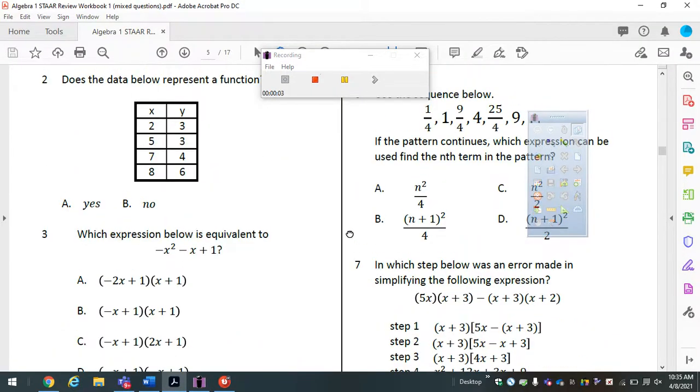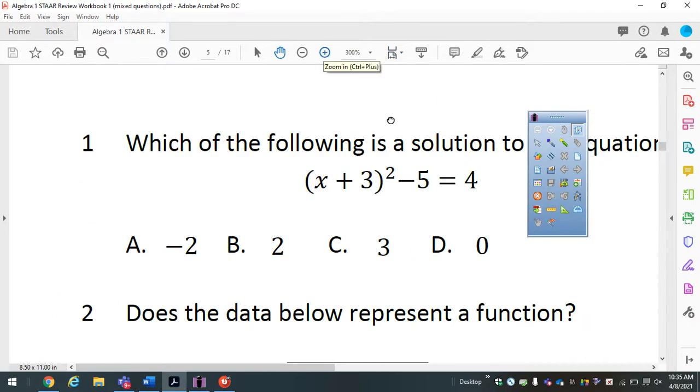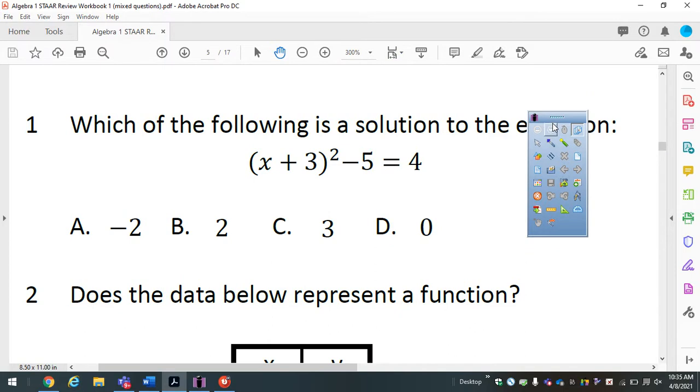Today we're going to work on number 5 of 17. I was just going over it real quick. Seems pretty easy, so let's go ahead and jump straight into it. Which of the following is a solution?